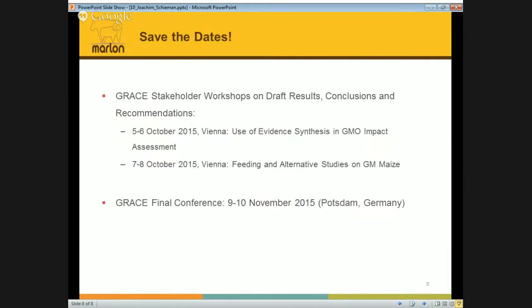So the dates for this process, and those of you who are interested should save the dates, are 2 stakeholder workshops in October this year in Vienna. The first on the systematic reviews, the evidence synthesis, and the second on the feeding and alternative studies on genetically modified maize. And the final conference will be organized in Potsdam, in Germany, from November 9 to 10.